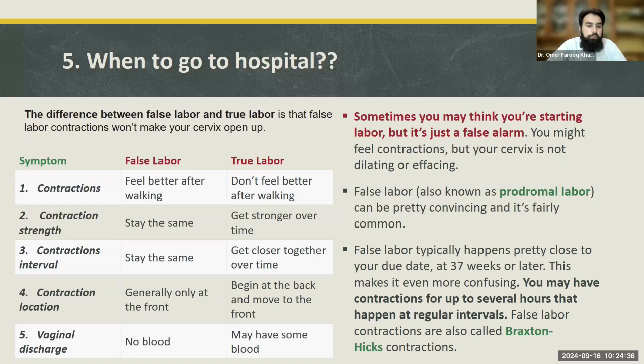Contraction locations in false labor are generally only at the front. In true labor, they begin at the back. There is severe lower back pain experienced by the woman, and then that pain comes to the front in true labor. Vaginal discharge is not present in false labor, but in true labor, there may be some bloody discharge experienced by the woman.